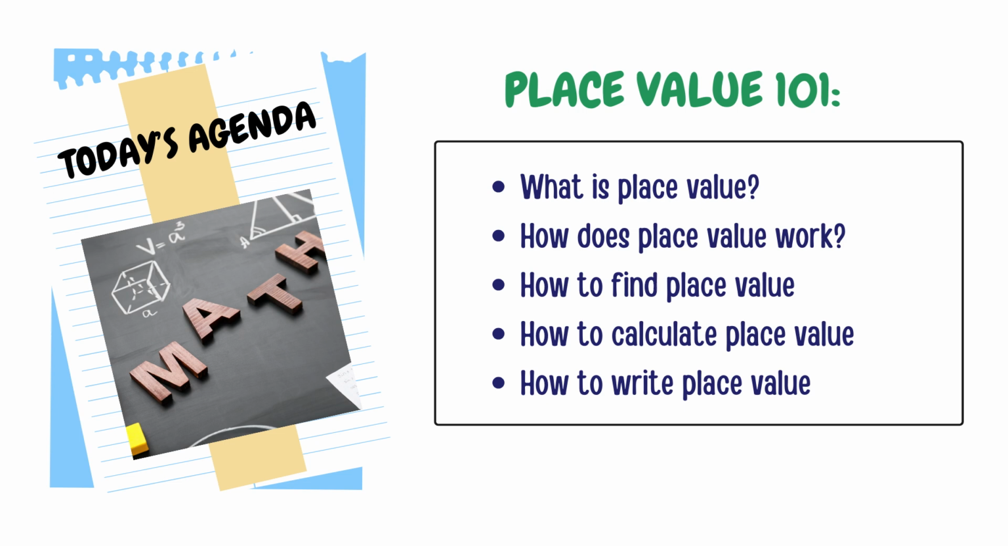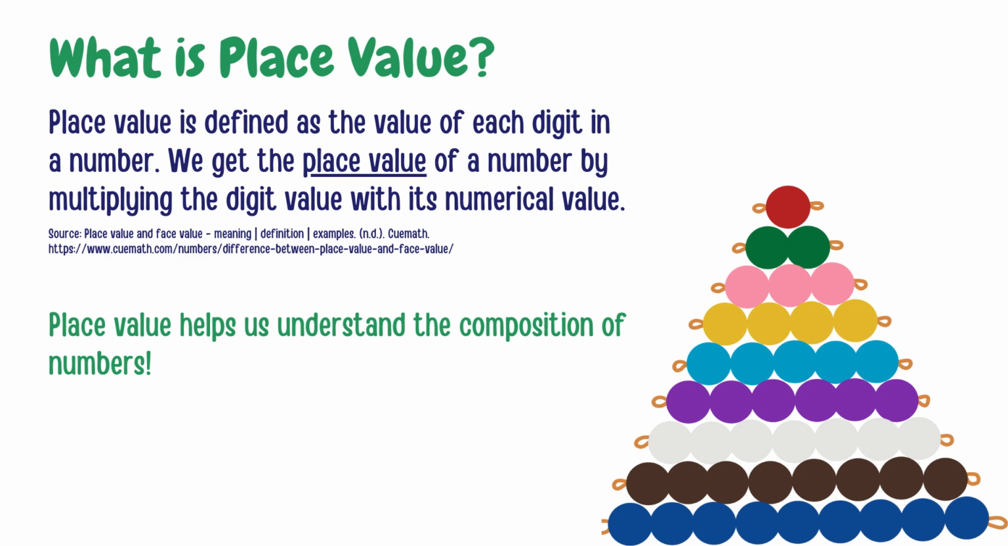Now let's proceed. I want to start with defining place value. What is place value? Place value is defined as the value of each digit in a number. We get the place value of a number by multiplying the digit value with its numerical value. Place value helps us understand the composition of numbers.